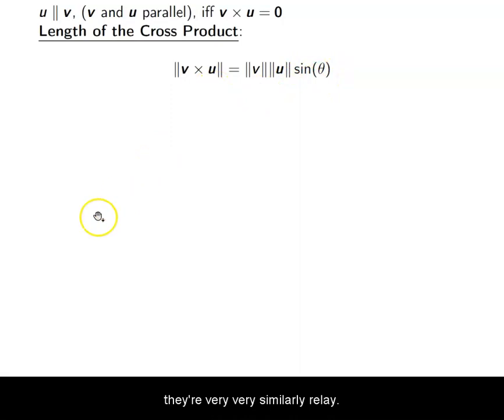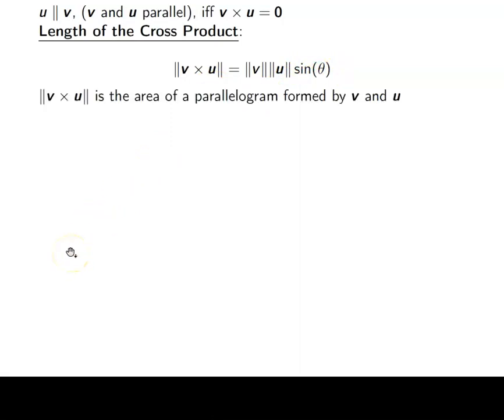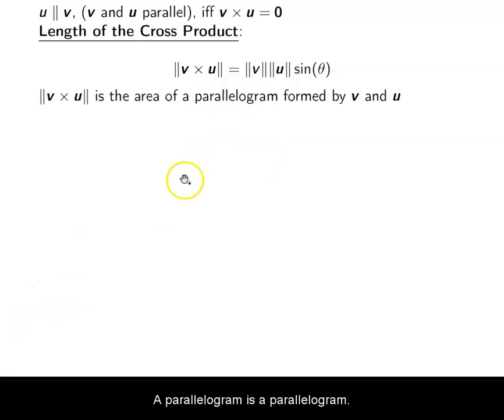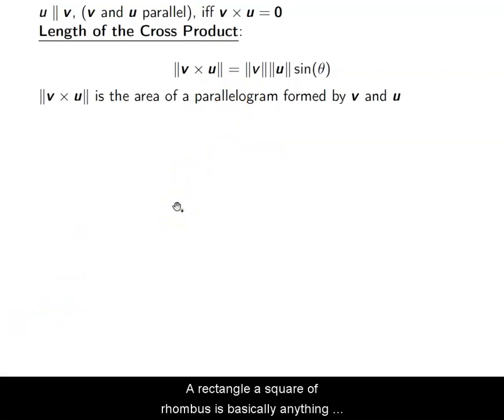So they're very, very similarly related. Okay, this represents the area of a parallelogram that's formed by the vectors v and u. So remember what a parallelogram is. A parallelogram is like a rectangle, a square, a rhombus. It's basically anything whose opposite sides are parallel to each other, right? So generally we think of a parallelogram as like a slanted rectangle.